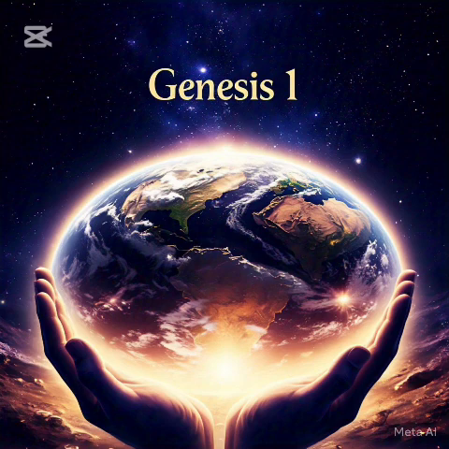Day 3, Land and Vegetation. Genesis 1:9-13. God gathers waters, creating land and allowing vegetation to grow. This represents the beginning of life on earth.